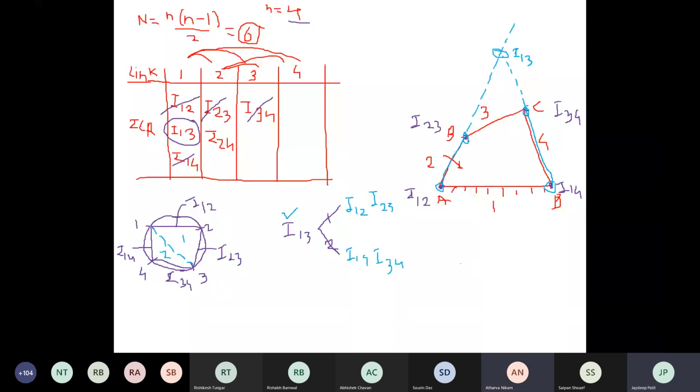First of all, I will find out the I13, which is required. Okay, suppose I13, I will join this I13. The line joining I13 makes 2 adjacent triangles. If it does not make 2 adjacent triangles, you have to take the next one, 2 and 4. Okay, make 2 adjacent triangles. Now you have to consider it and do this.